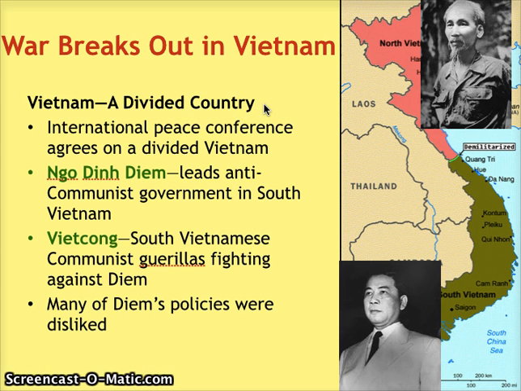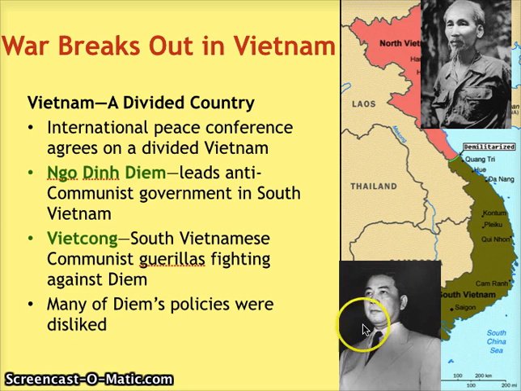Vietnam ends up being divided, much like Korea was divided. We have the demilitarized zone right here in the middle. And in the north, we have Ho Chi Minh. He has taken over the northern part of Vietnam. And in the south, we have Ngo Dinh Diem. He is a puppet of the US and French government. Now, to be clear, Diem was a dictator.